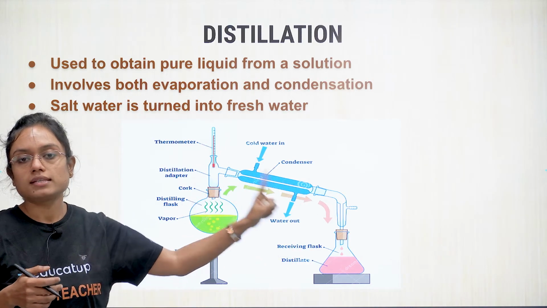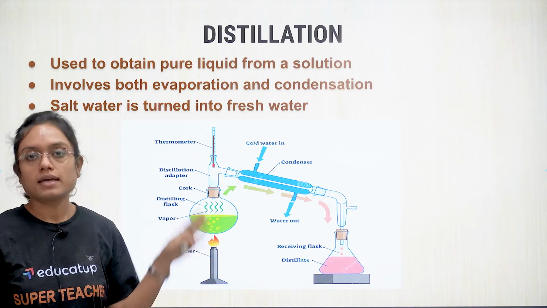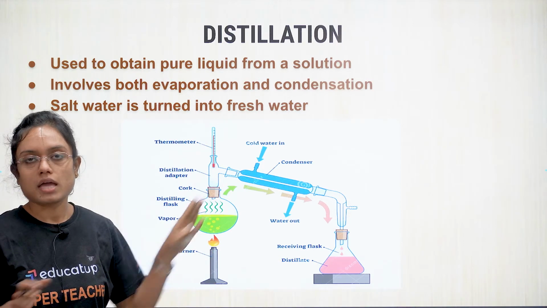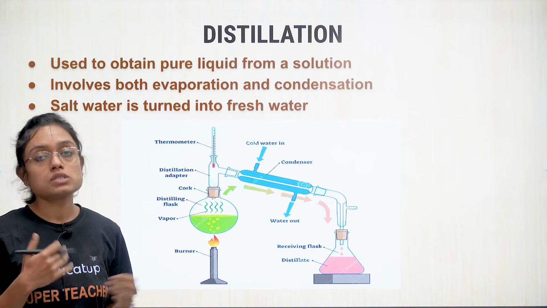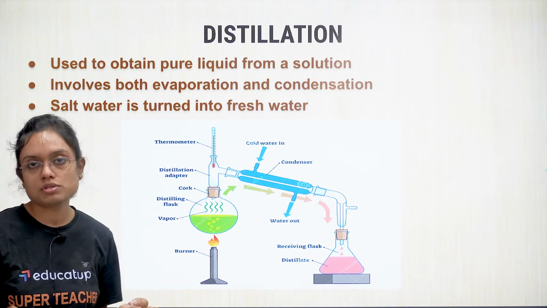Evaporation, condensation. And both the parts of the mixture are separated. This is distillation. I hope it's clear to everyone. It is used to turn salt water into fresh water. How is it used like that?